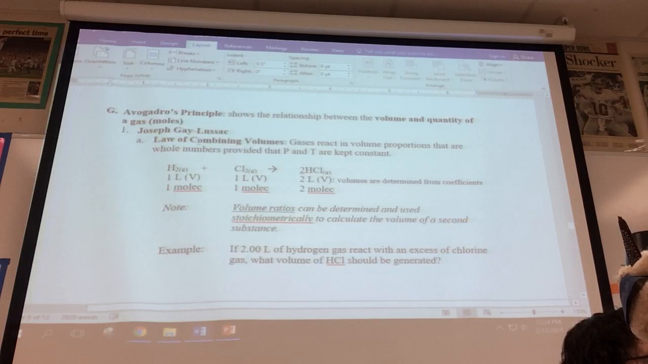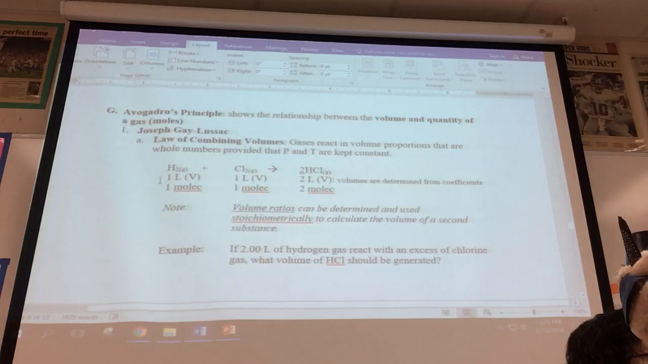Joseph Gay-Lussac talked about the law of combining volumes. It says gases react in volume proportions that are whole numbers, provided that conditions are held constant, such as pressure and temperature. For example, if you're looking at the synthesis of hydrogen chloride gas from hydrogen and chlorine, instead of talking about mole ratios, you can talk about volume ratios when you have gases.